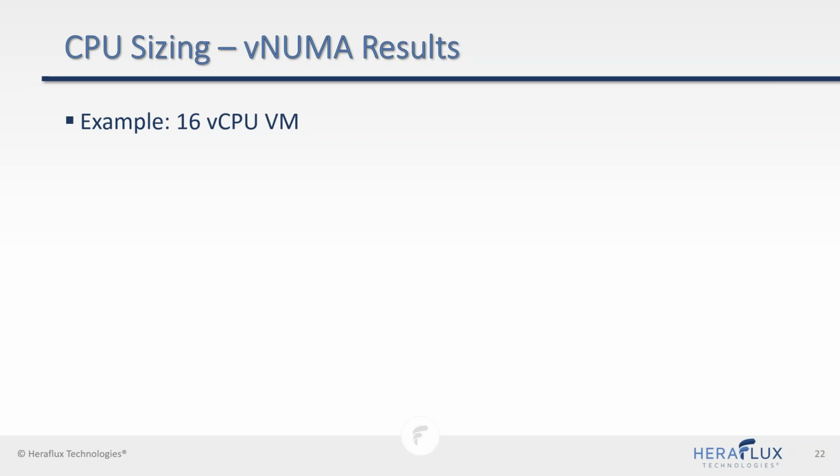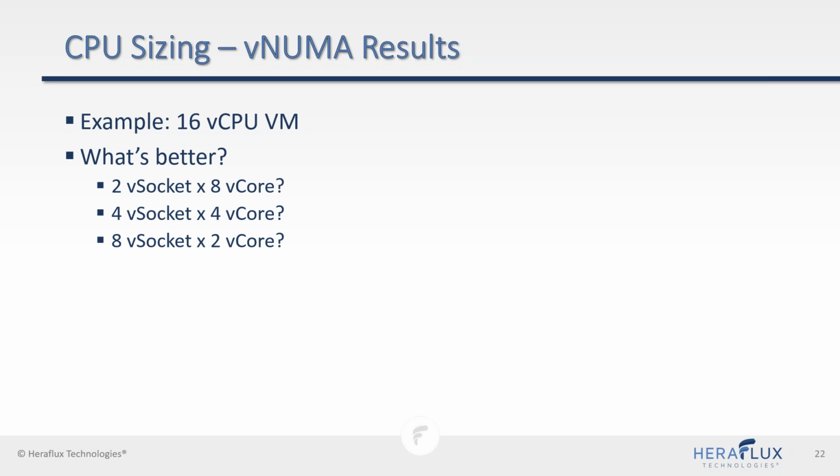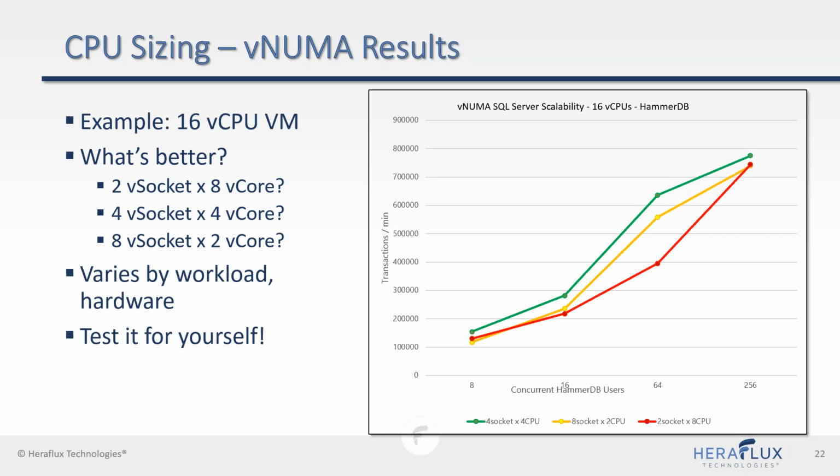For example, just a little bit of real-world testing from a while back. 16 vCPU VM. What's better? 2 virtual sockets by 8 virtual cores, 4 by 4, 8 by 2, 1 by 16, 16 by 1? I've seen all of these. Well, the standard DBA answer here is it depends, right? It depends on the physical machine, the workload, and the VM version itself. If it's an older hypervisor, those matter more than some of the newer ones. So check it out. The cool thing is you can test it.